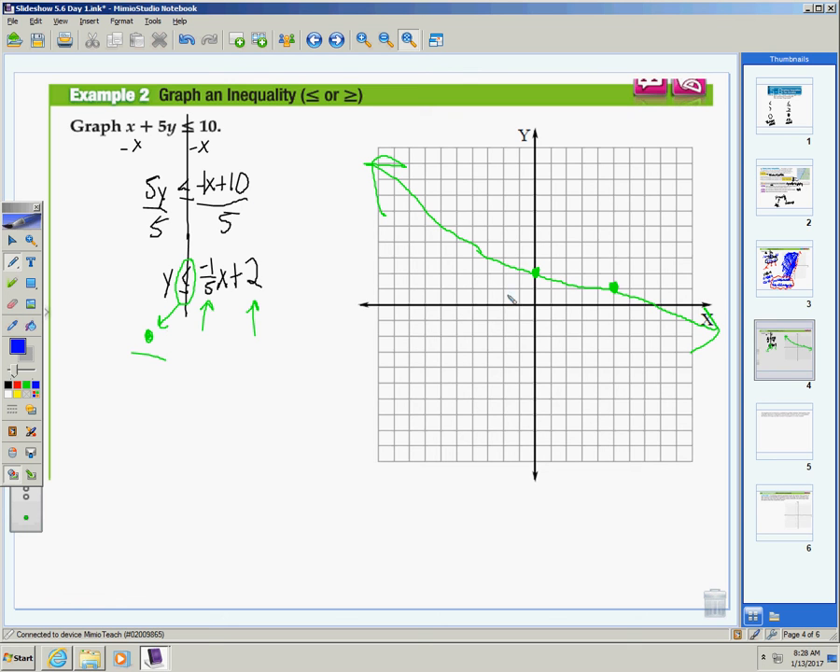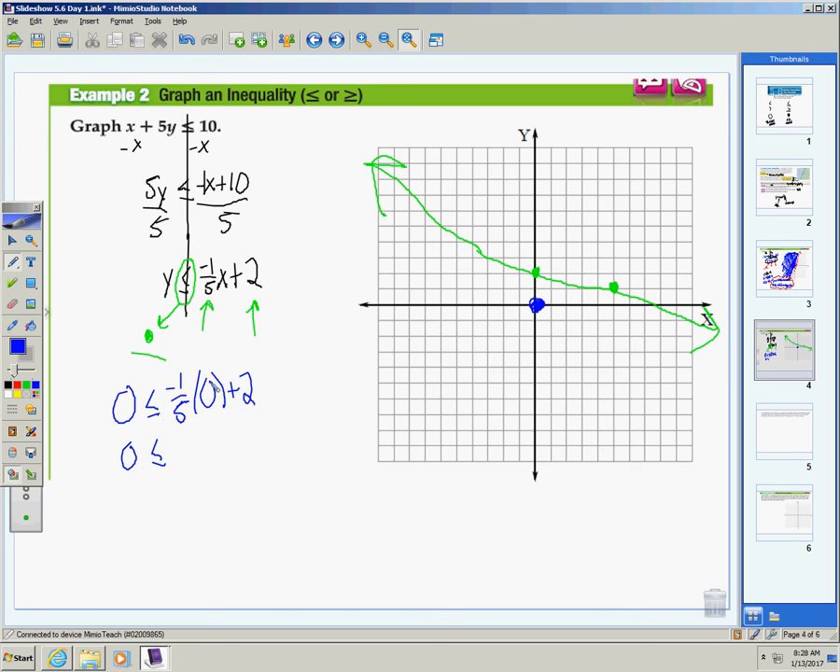Easiest point to test is always 0, 0. So I'm going to take y is less than or equal to negative 1/5 x plus 2. I'm going to plug 0 in for y. And I'm going to plug 0 in for x. So I get 0 is less than or equal to 0 times negative 1/5 is 0.